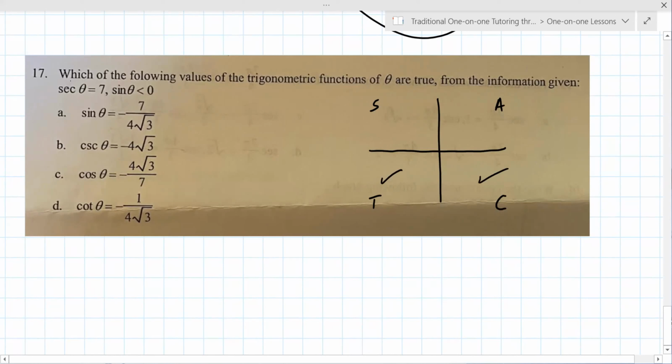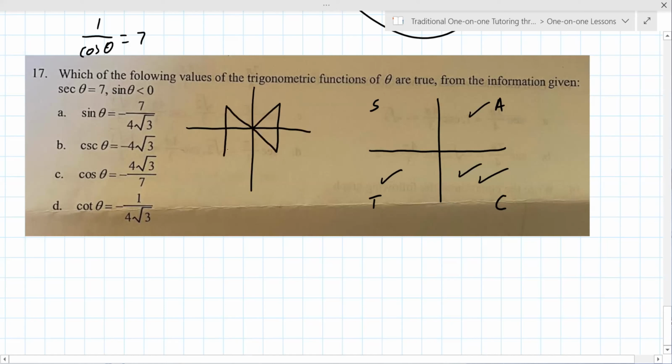Now secant is really like cosine. It's 1 over cosine equals 7. So where's cosine positive? Well, it's positive in the first quadrant and the fourth quadrant. So you look for the one that has the overlap. And then there's what I call this reference bow tie. These triangles are the triangles used depending on which quadrant you're in. So since you're in quadrant 4, we're going to use this triangle right here.